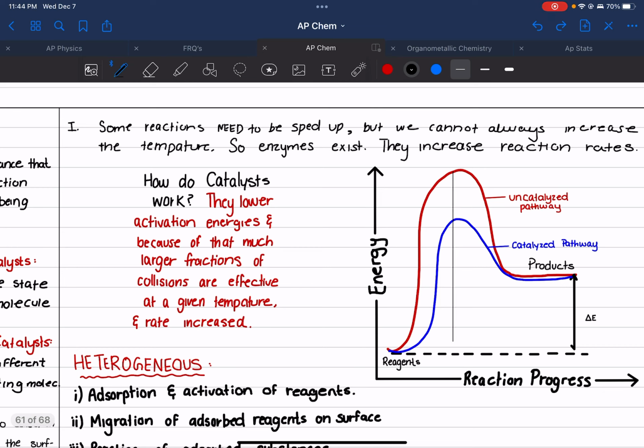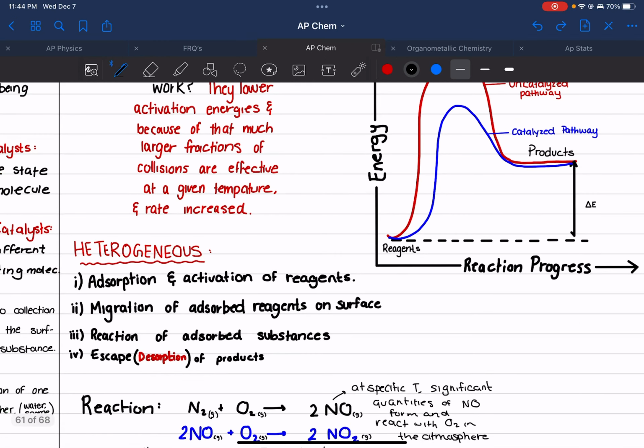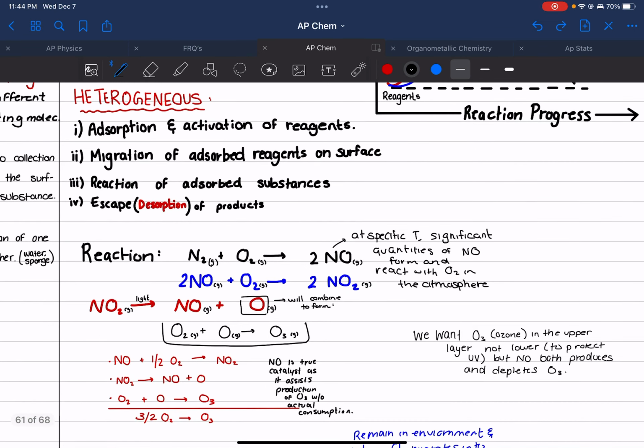This is the activation energy for the uncatalyzed reaction, and you can see that the catalyzed one is significantly lower. Because of that, much larger fractions of collisions are effective at a given temperature and increase the rate. So for heterogeneous catalysis: adsorption of reactants, migration of adsorbed reactants on the surface, reaction, and then they escape.